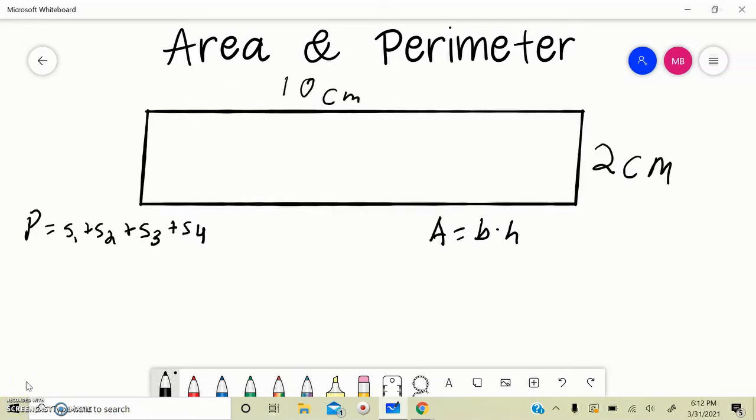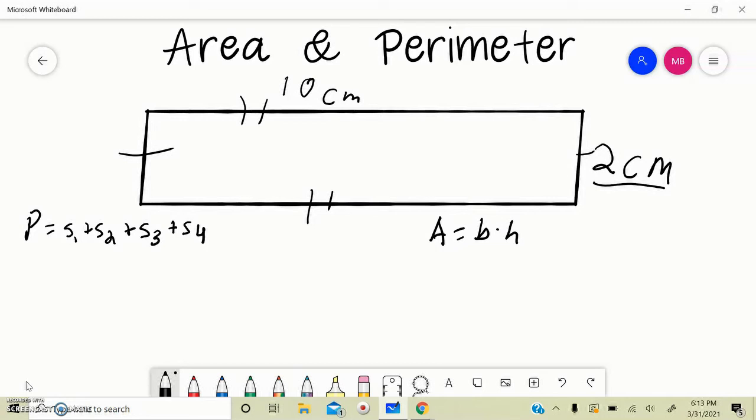So let's take a look at this rectangle. This rectangle has one side that is 2 centimeters and one side that is 10 centimeters. Now I just added the tick marks so that we can read those. So we know that rectangles have two sets of congruent sides. We could see that with our tick marks.